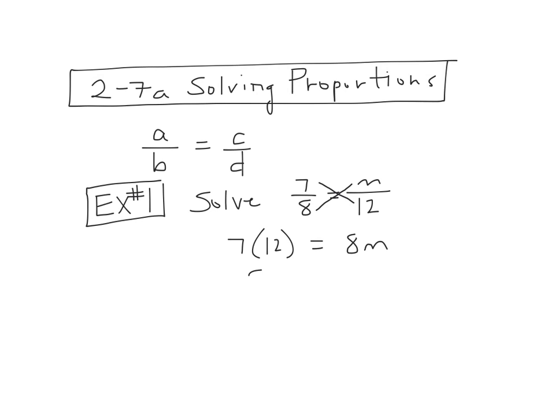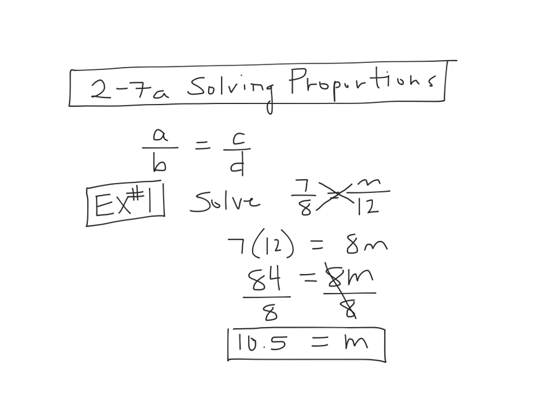So 7 times 12 equals 8 times m, and then simplify that. 7 times 12 is 84, equals 8m, and from here, this is our one-step equation that you guys already know how to do. You would divide by 8 on both sides. Remember, you're always doing the opposite of what you see. That was multiplication, so we're going to divide. So here's your m, bring your equal sign down, and then 84 divided by 8, you get 10.5. So m would be 10.5.